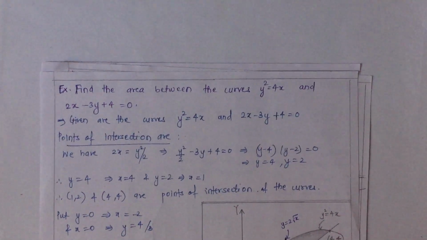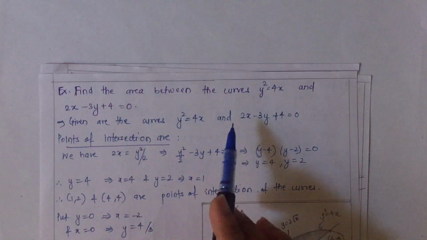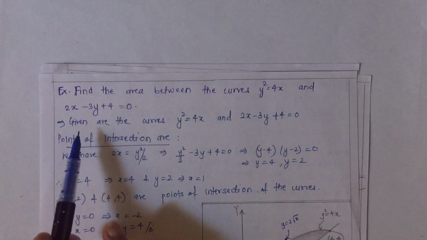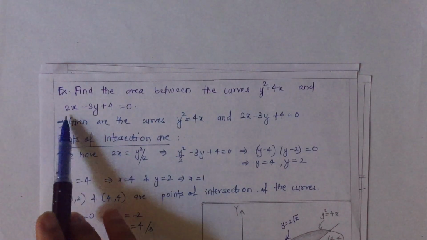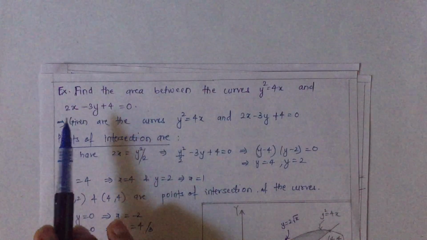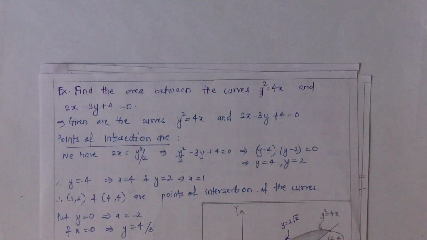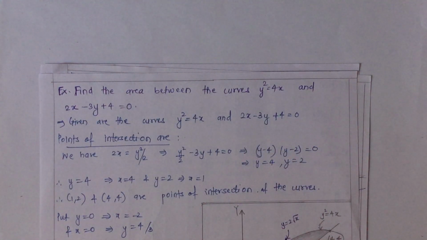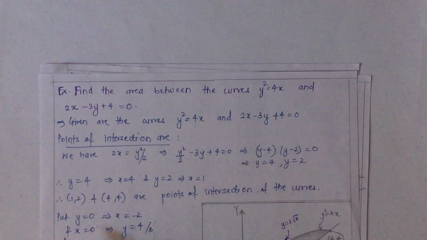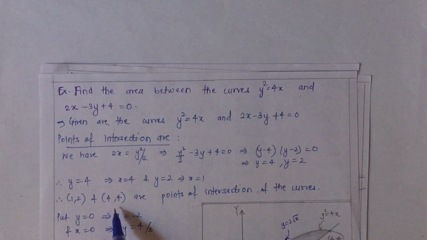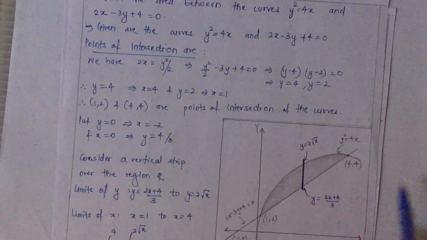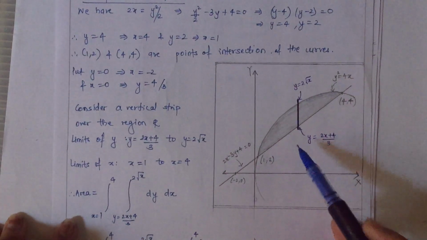Next we find the area between the curves y square equal to 4x, which is a parabola, and a line 2x minus 3y plus 4 equal to 0. Okay, now one is a parabola, one is a line, so find the points of intersection. The points of intersection here will be (1, 2) and (4, 4). Okay, so such type will be the curve we obtain here.